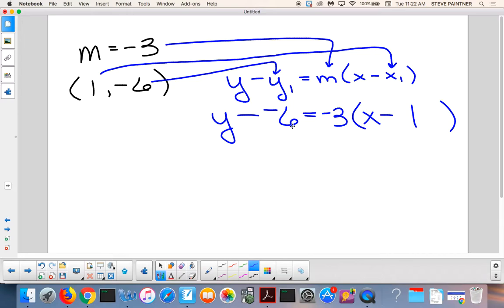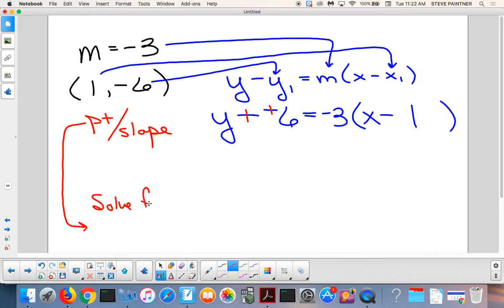Is anybody confused? You know why I did all that? Okay, now you need to understand the minus 6 is really plus. So guys, do you know right now what form you're in? Point slope form. You're done. That's the answer in point slope form. But this doesn't do much for you because I can't graph out of this form. So from here, what we do is we solve for y. Which basically means you're going to get this look, right?